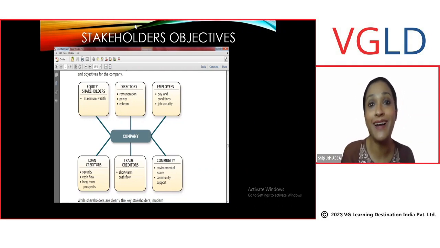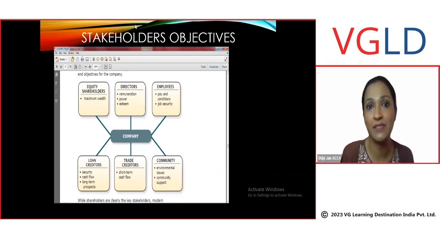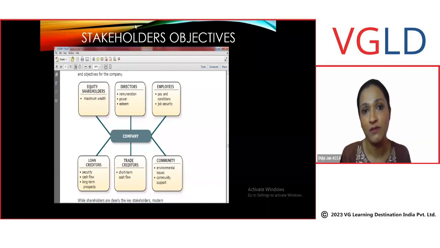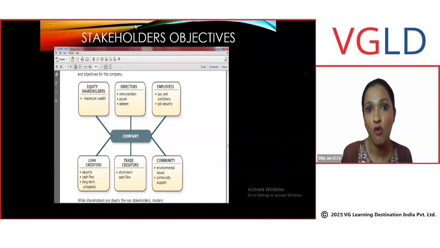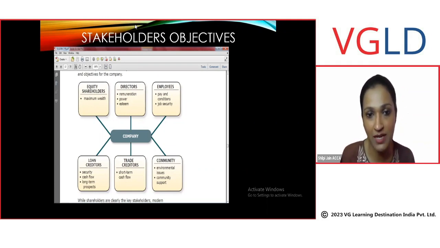What about if you're a creditor of the organization? If you have lent some money to the organization, what would you expect from the organization? Obviously, you would expect your regular payments to be made to you. Yes, your EMIs to be paid to you, timely payment, regular payments. You would want security in return of the cash that you are giving. So all of that would be your expectation from the organization.